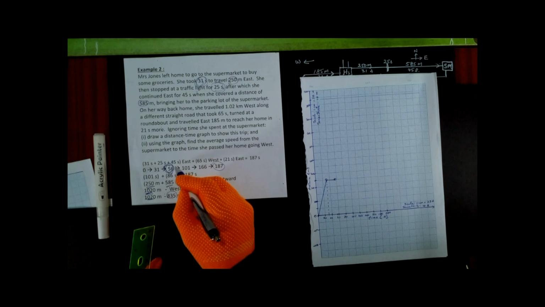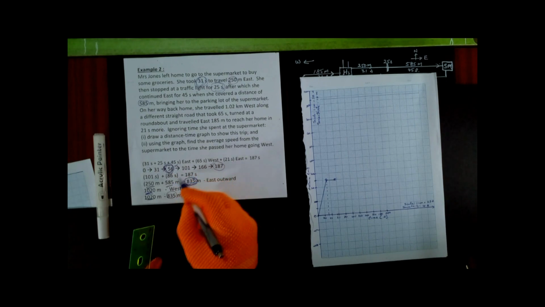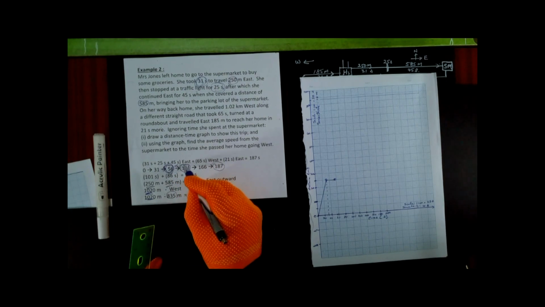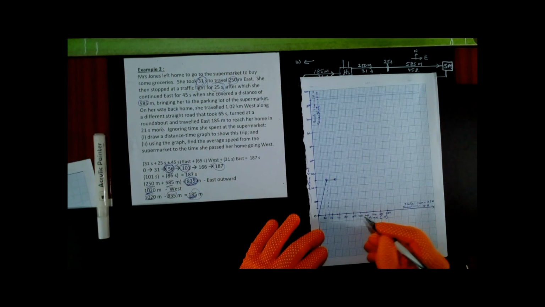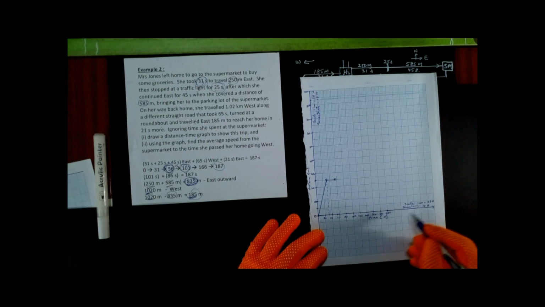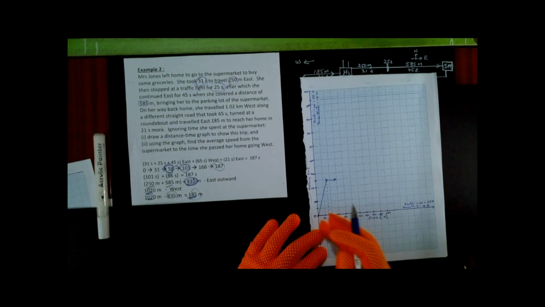So 56 plus 45 would give us 101. So we go to 101. By now you know that each of these little divisions here is 4. That is the sensitivity on this axis.